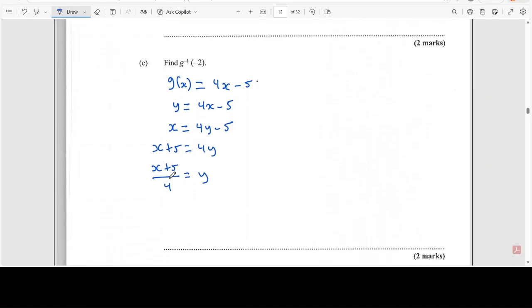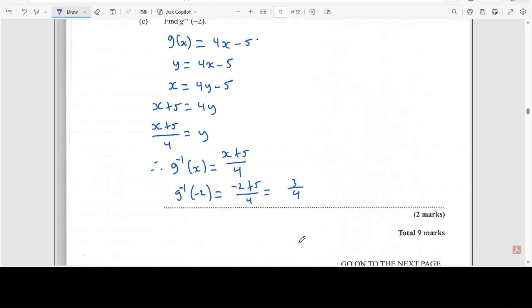I was thinking, right? So therefore, the inverse function is (x + 5)/4. Then they say find the inverse with the value substitution of negative 2. So let me put that in now. Negative 2 plus 5 over 4, and that is 3/4. Right, question done.